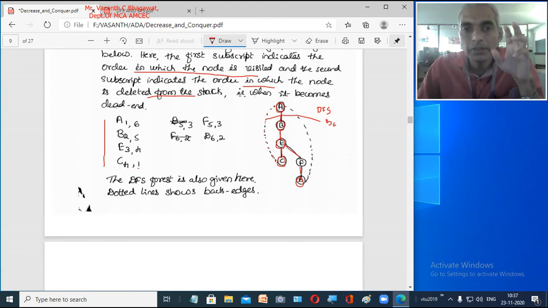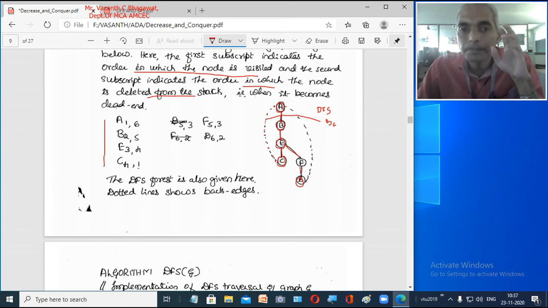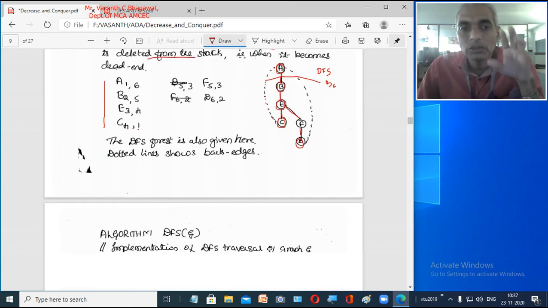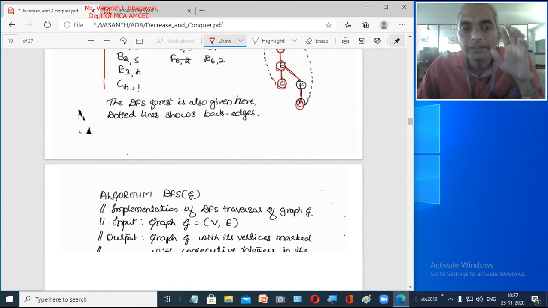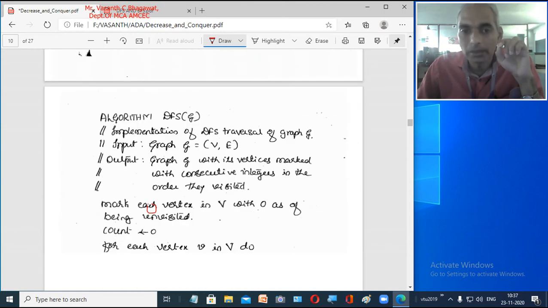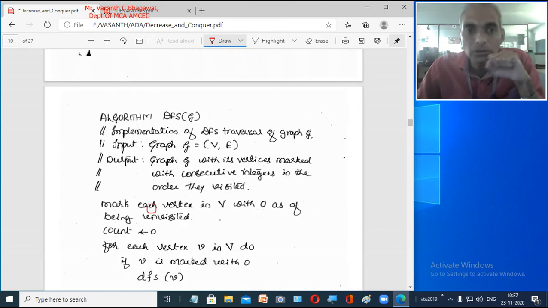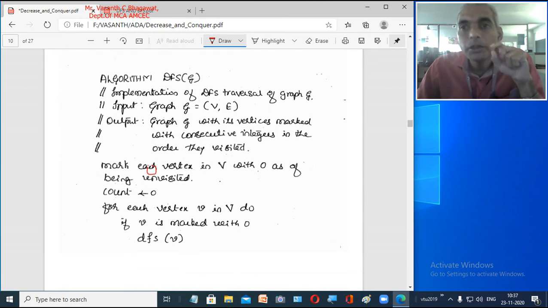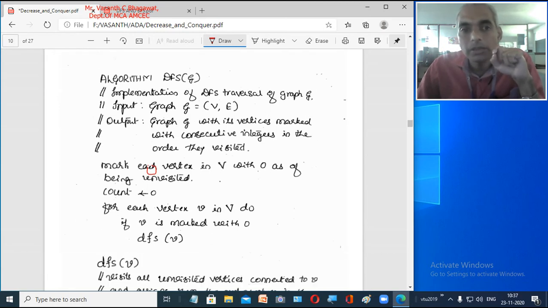So which consists of, this dark line consists of tree edges, and the dotted lines we call back edges, right? Now this is about our DFS algorithm. So we will take another example also and we will see it. Now we will look into the construction of this algorithm. The procedures we have seen, we have taken an example and we have seen how we are going to do.